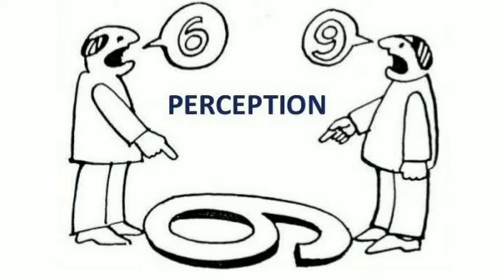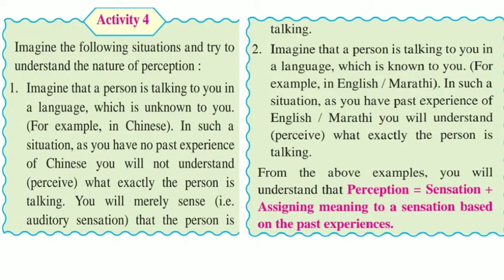So to understand perception in much more detail, we are going to go ahead. We will read activity 4 to understand what perception actually is. Imagine the following situation and try to understand the nature of perception. Imagine that a person is talking to you in a language which is unknown to you, for example, in Chinese. In such a situation, as you have no past experience of Chinese, you will not understand it, right? So, what exactly is the person saying? You will merely sense, that is auditory sensation, that the person is talking.